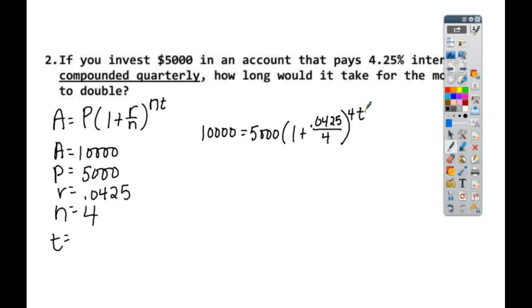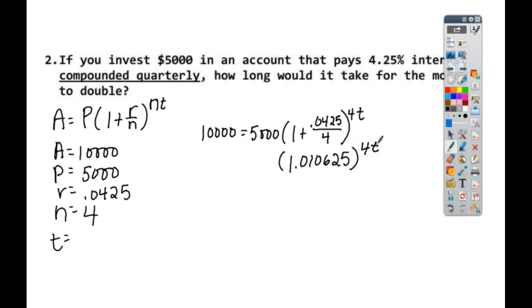So what would I do first, Javon? Okay. A place to start is inside the parentheses. So we're going to get a number here. What is it? 1.010625.